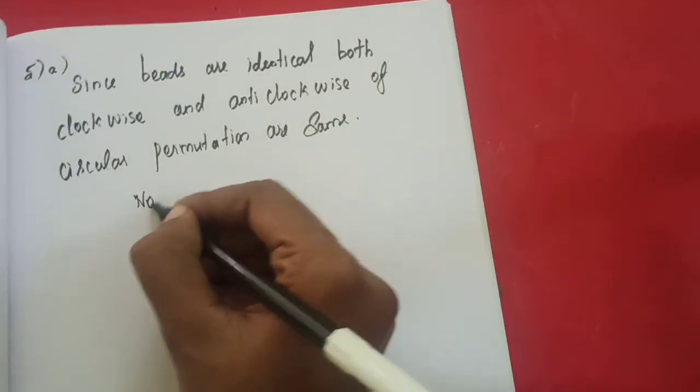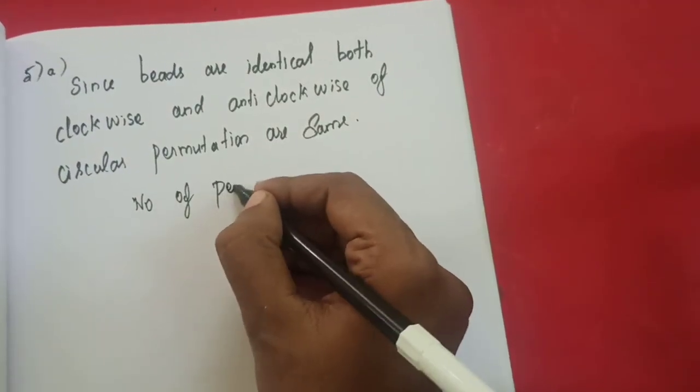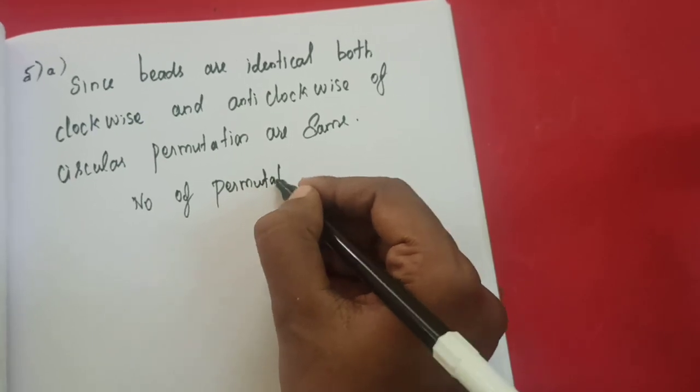So what's the formula for the number of permutations in circular permutation? You learnt it last class.